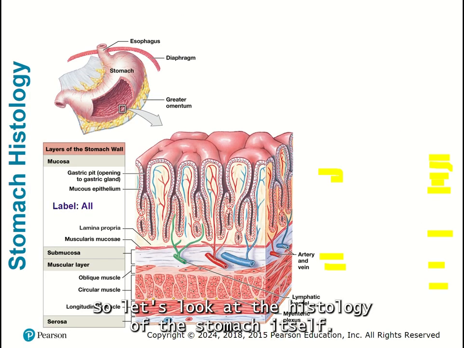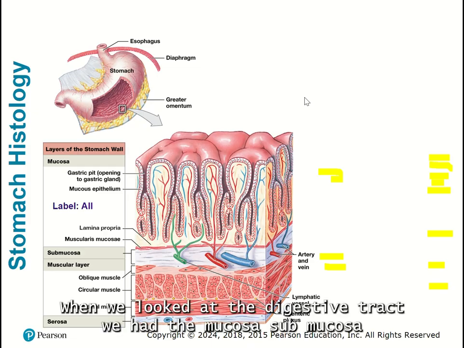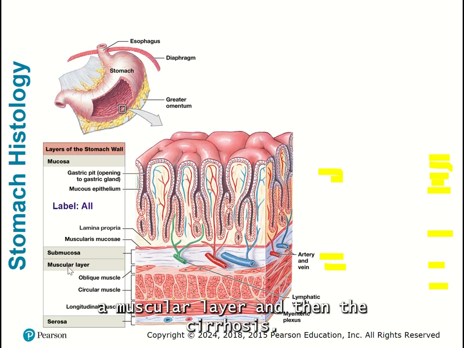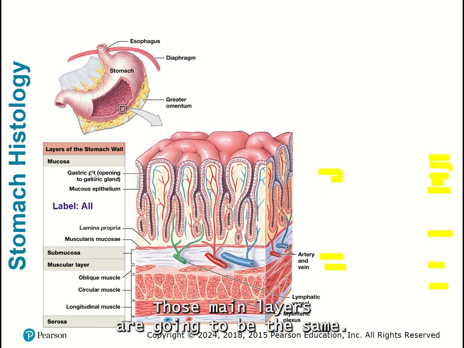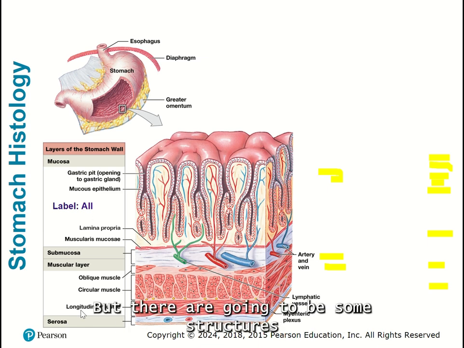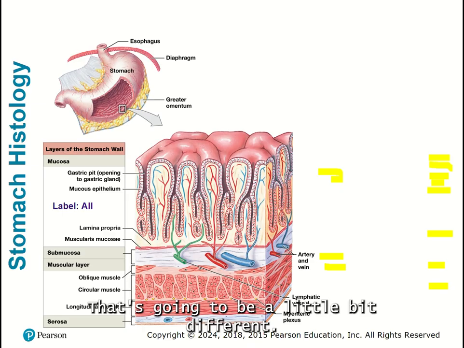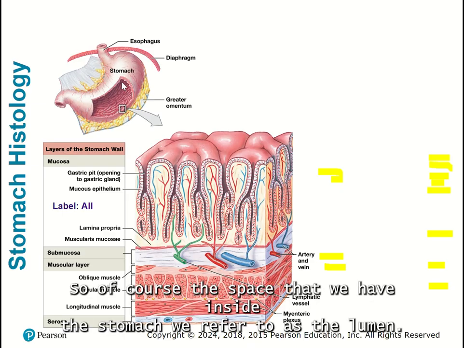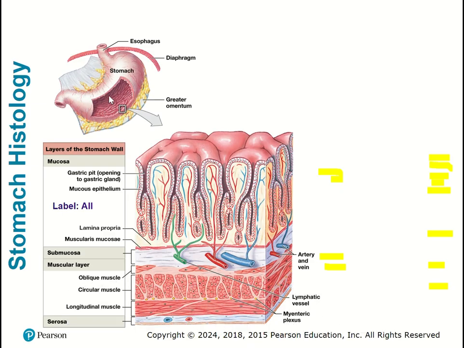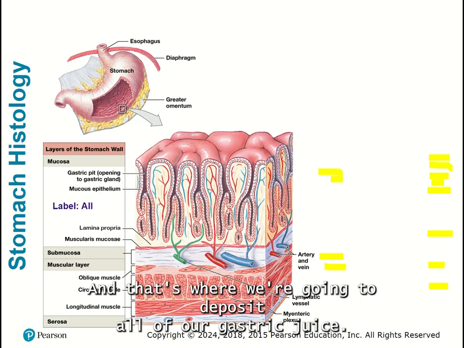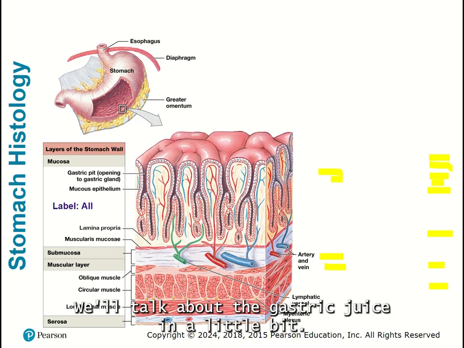So let's look at the histology of the stomach itself. When we looked at the digestive tract, we had the mucosa, submucosa, muscular layer, and then the serosa. Those main layers are going to be the same, but there are going to be some structures within those layers that are a little bit different. Of course, the space inside the stomach we refer to as the lumen. That's where the bolus is going to come in, and that's where we're going to deposit all of our gastric juice. We'll talk about the gastric juice in a little bit.